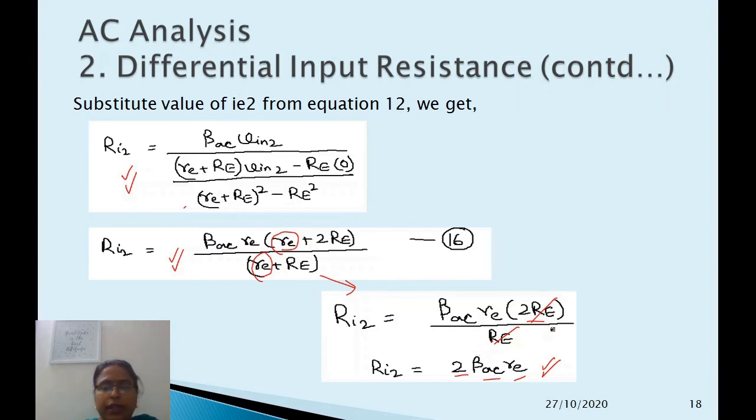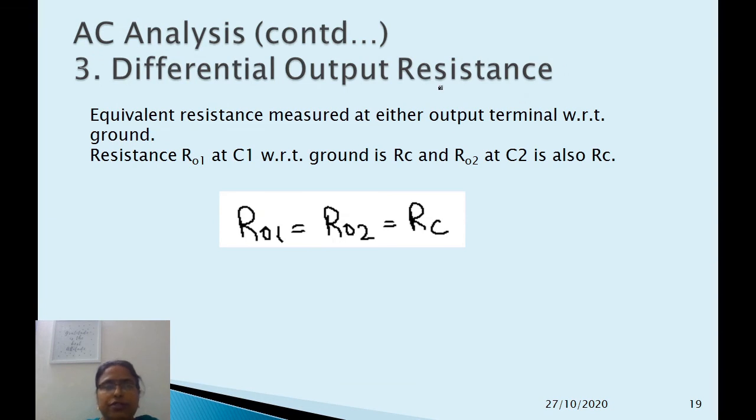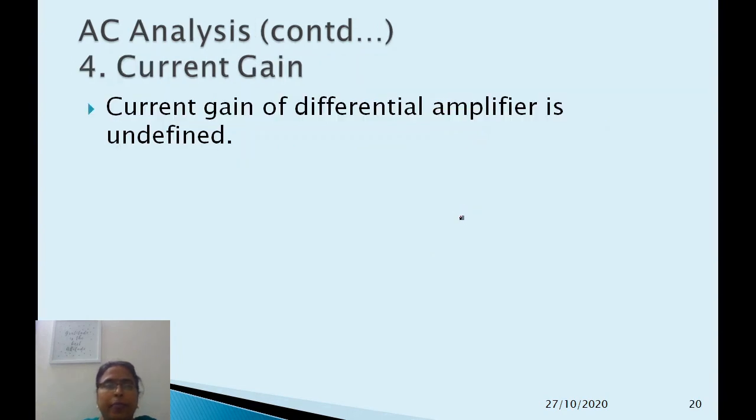So coming to the third parameter, that is the differential output resistance. For the output resistance, we are taking the equivalent resistance, output resistance, that is measured at either output terminal with respect to ground, either at C1 or at C2. So when we measure the resistance at these two terminals, what we will get is equal to RC, nothing but the collector resistance. So coming to the fourth parameter, that is current gain. The current gain of a differential amplifier is undefined, so we won't do the analysis of this parameter.